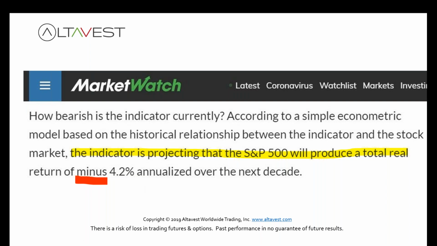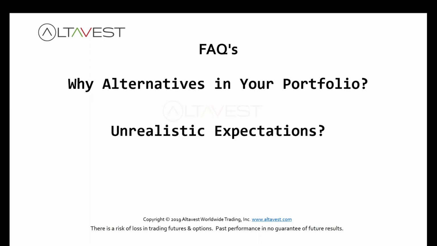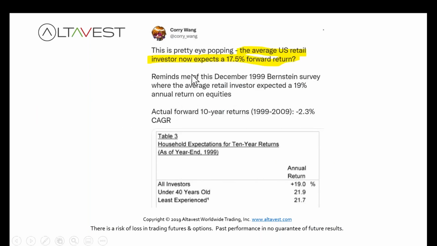You know, we're not really liable to continue to make these enormous gains year after year in the stock market. Everything will mean revert at some point. And it's just, like I said, unrealistic to expect it. But here's the thing. The average US retail investor does expect a 17.5% annualized forward return. That's amazing. So the expectations are huge right now.